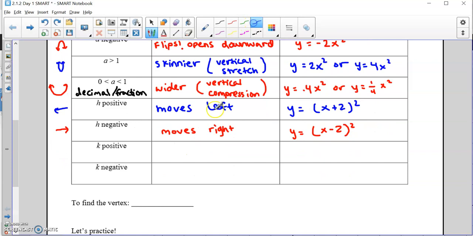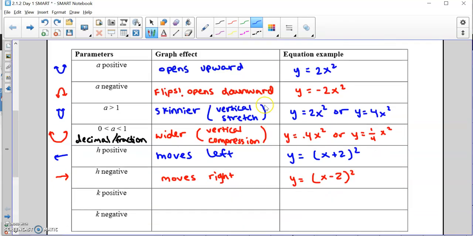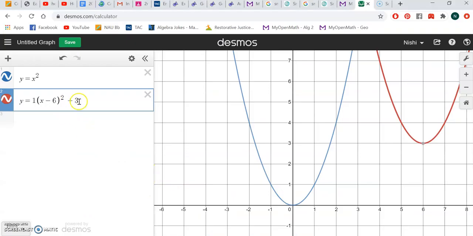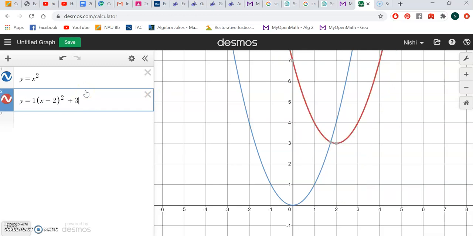All right, now for k. Let's look at our general. K is the number just chilling on the end. In our example, k is 3. So when k is positive, in this case it is positive, right? Let's see what that did. If we just took away our k, we were right at the bottom at 0. When we had a positive k, we moved up, up, up, right? That plus sign makes us move up.